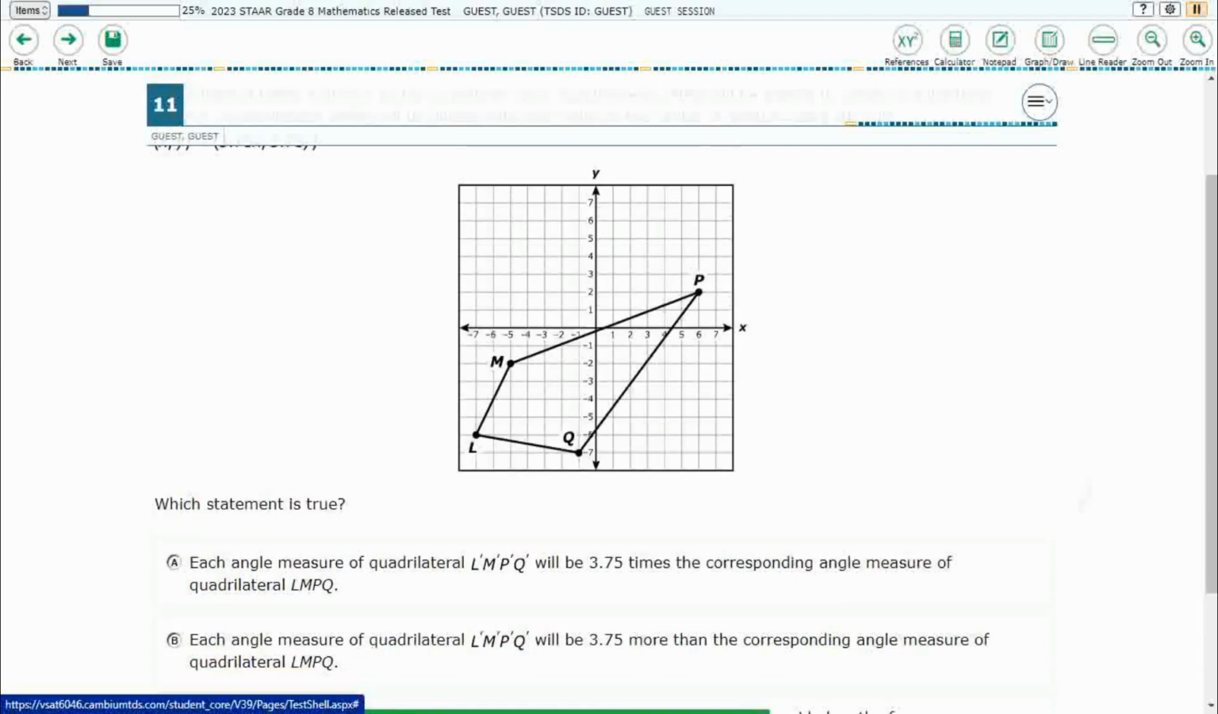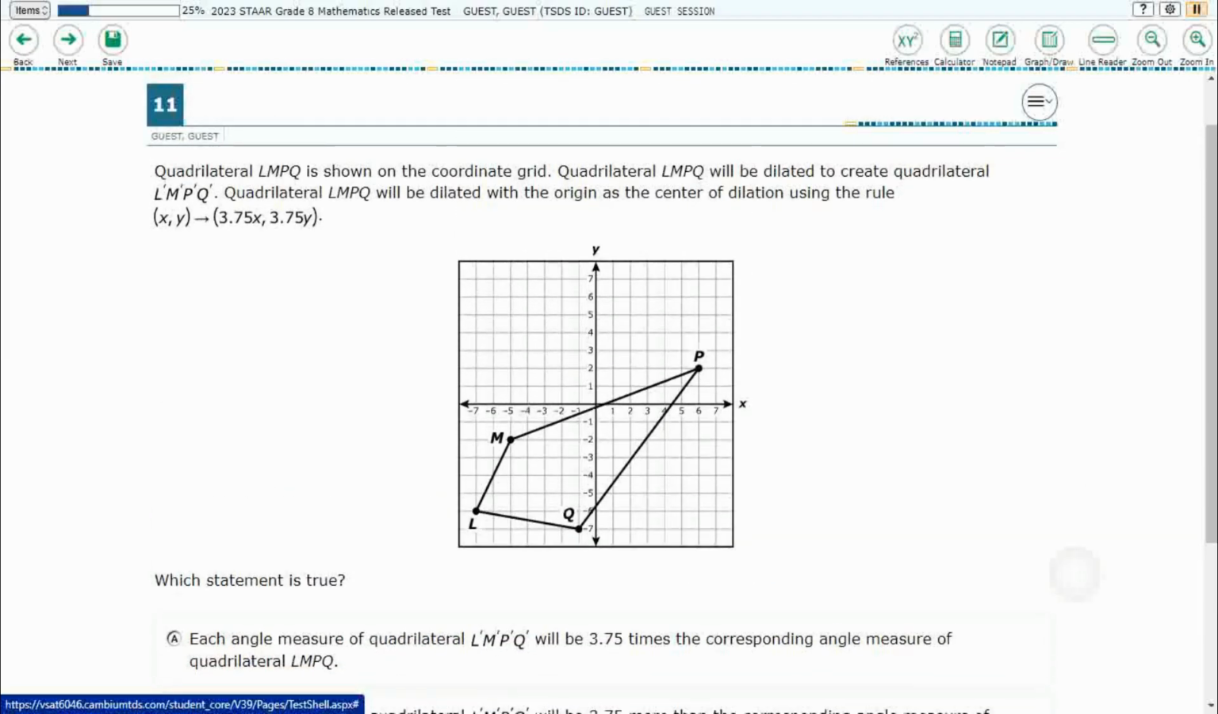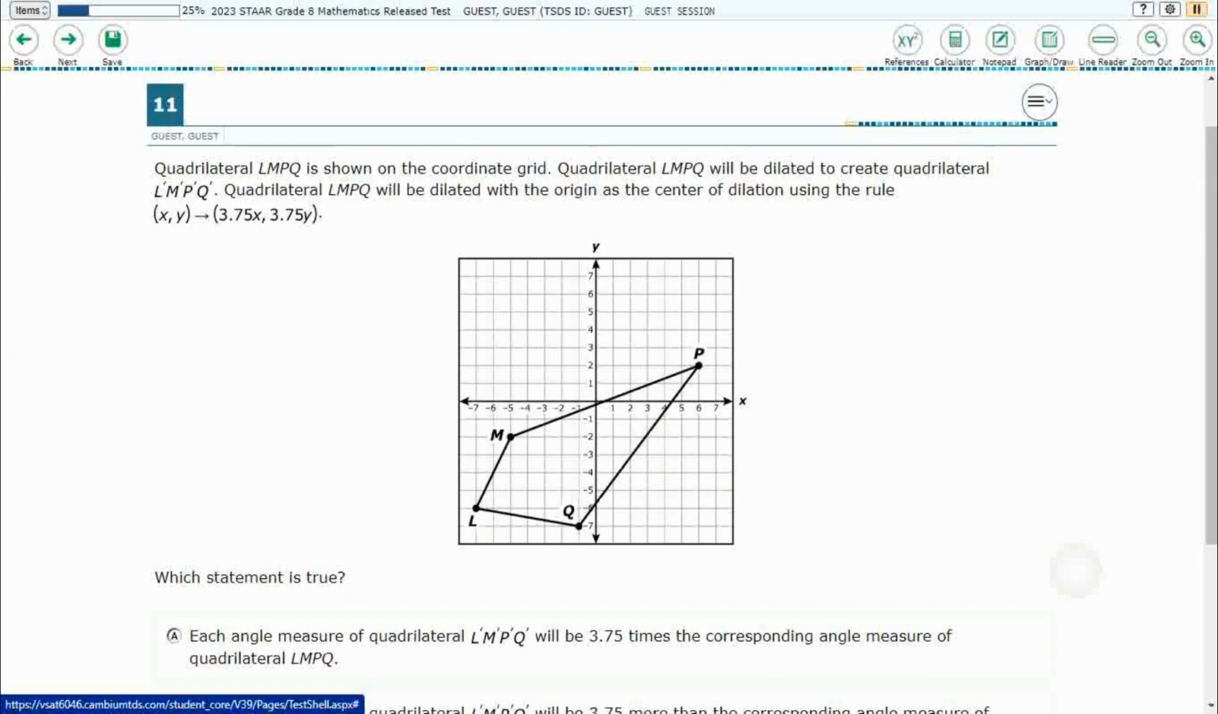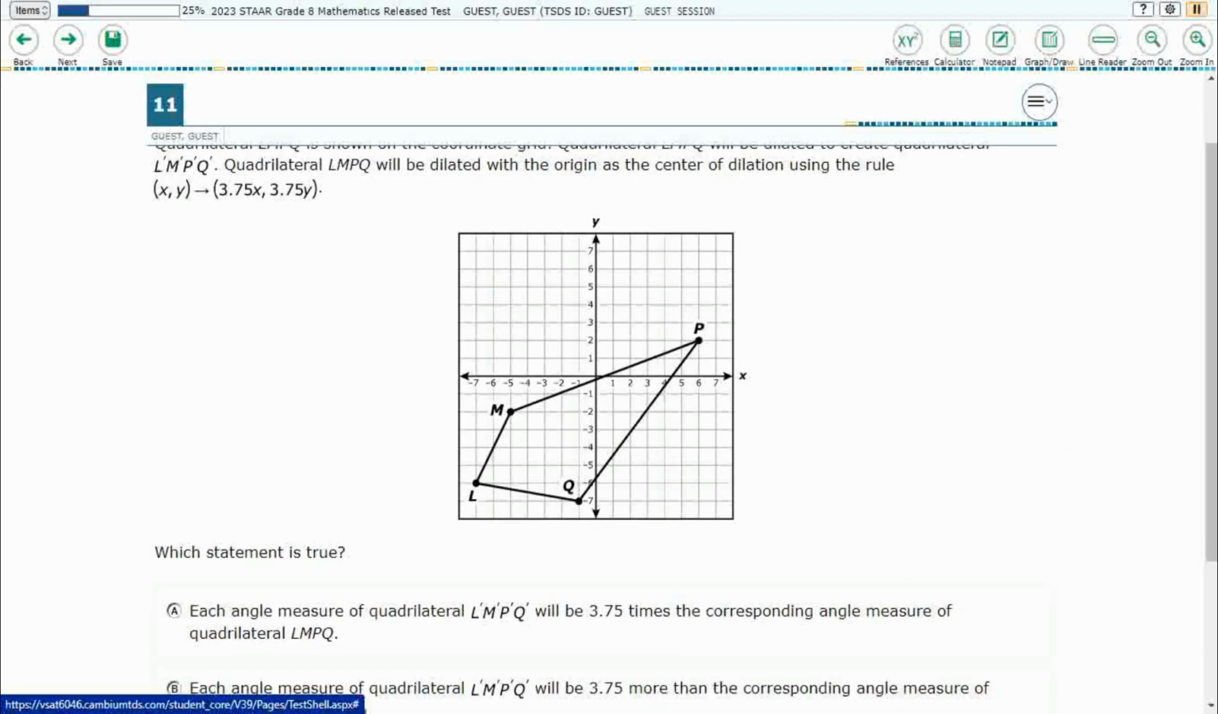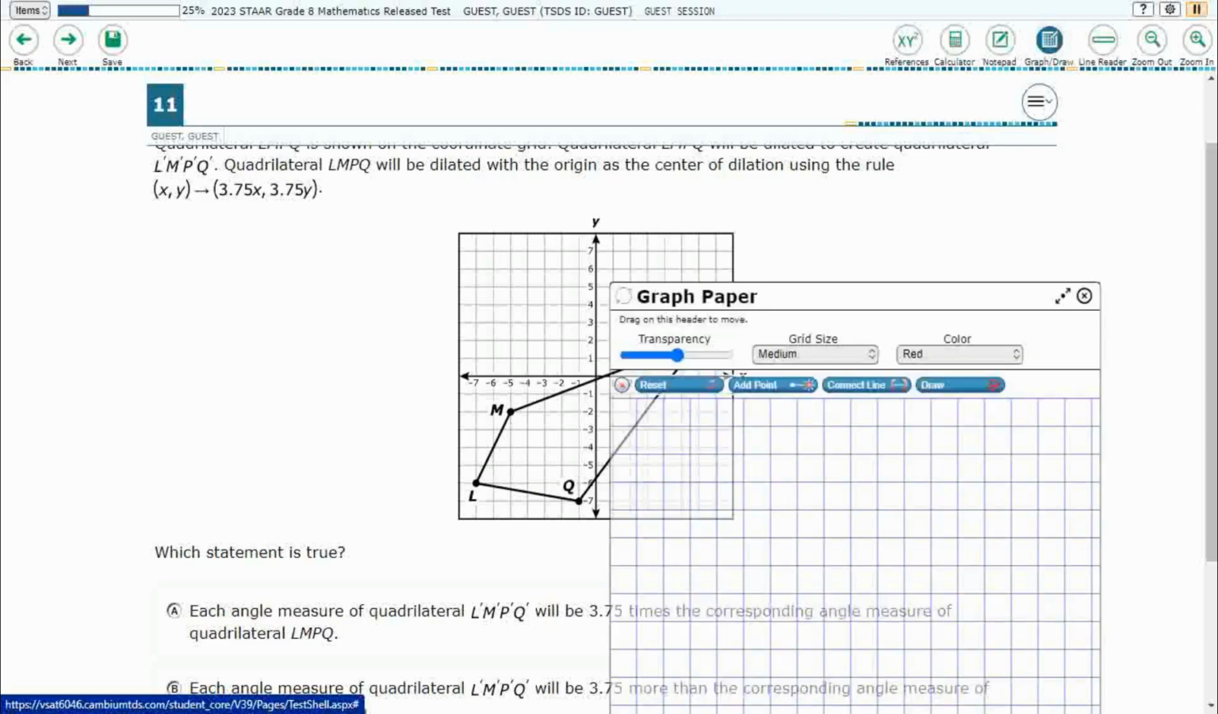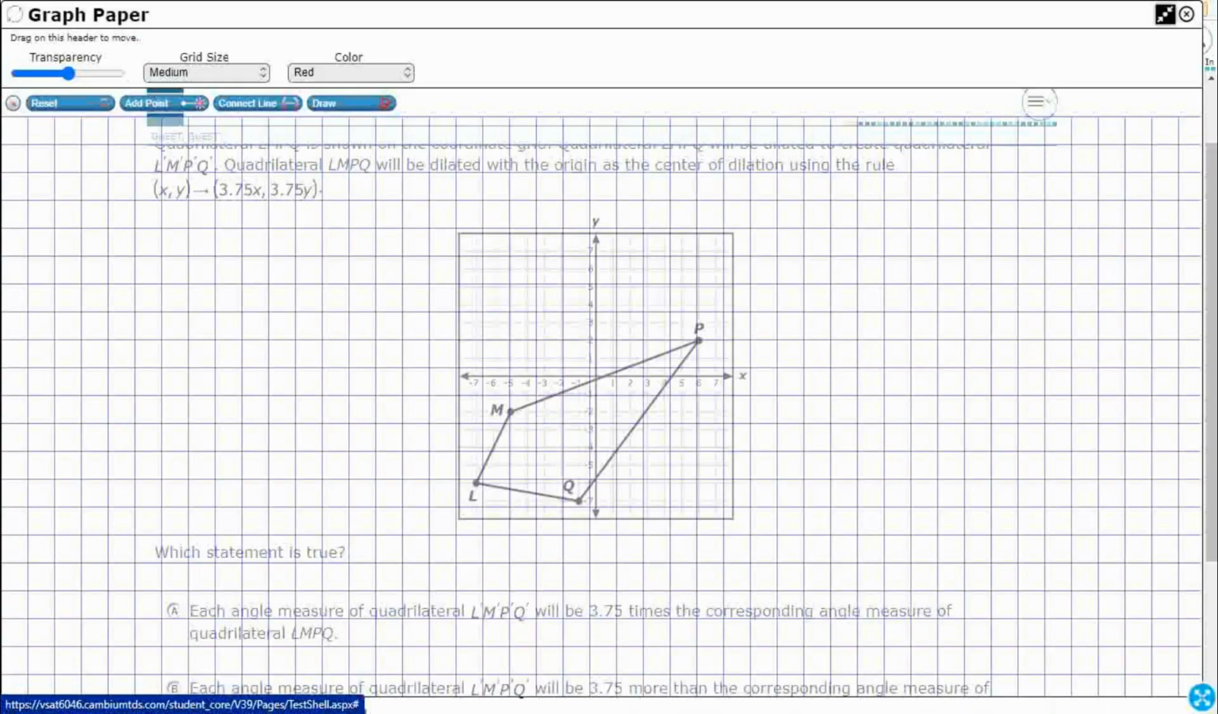All right, so we have this quadrilateral LMPQ being shown here, and it's going to be dilated to create a new quadrilateral LMPQ prime. It's going to be dilated with the origin as the center, and then it's got this rule right here. All right, so what does all of this mean? We need to find a true statement.